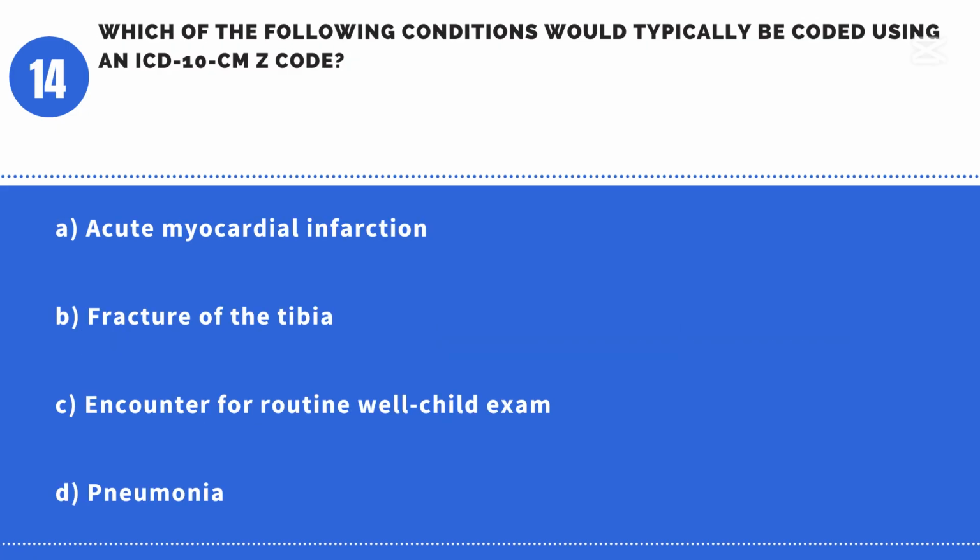Question 14. Which of the following would typically be coded using an ICD-10-CM Z code? A. Acute myocardial infarction. B. Fracture of the tibia. C. Encounter for routine well-child exam. D. Pneumonia.